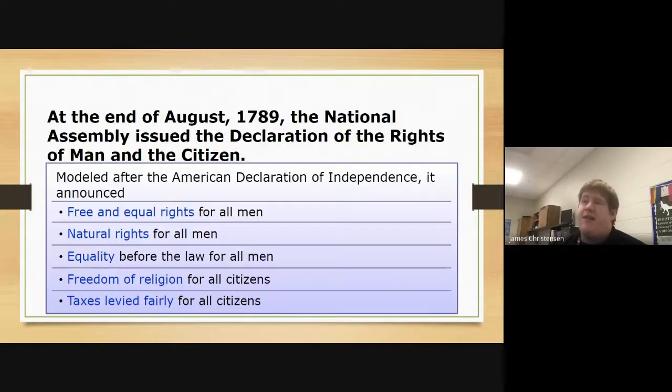By the end of August of that same year, the National Assembly had issued the Declaration of the Rights of Man and the Citizen. And it was modeled after the Declaration of Independence, and it announced free and equal rights for all men, natural rights, equality, freedom of religion for all citizens, and taxes levied fairly for all citizens. But these other 3 up here were only directed at men, not women.